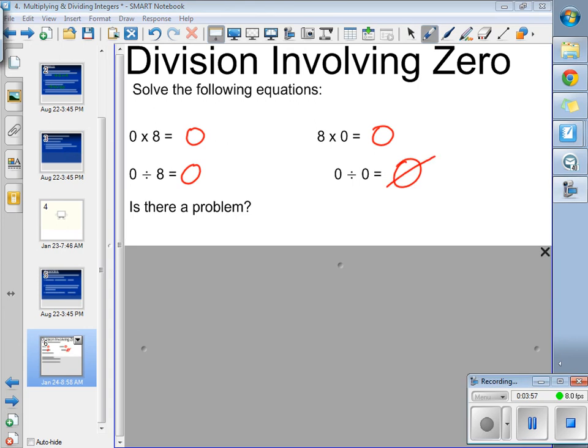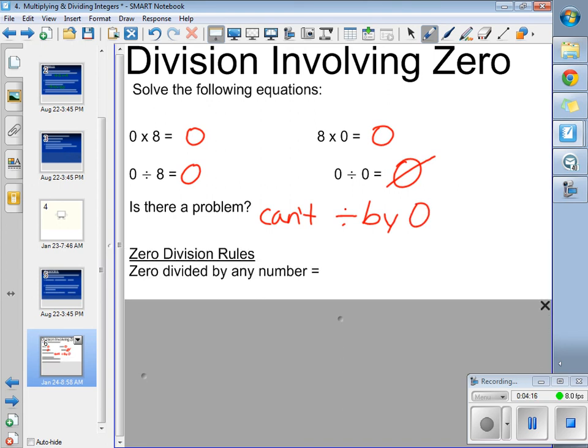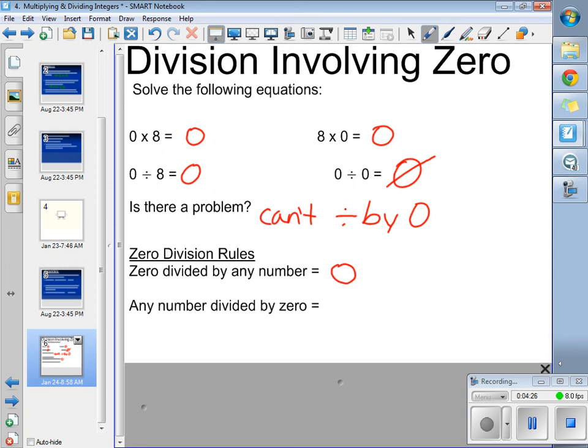So here I have, is there a problem? Yes, there is a problem. There is a rule that you cannot divide by 0. So 0 divided by any number, 0 divided by any number equals 0. Any number divided by 0 is an error or can't be done.